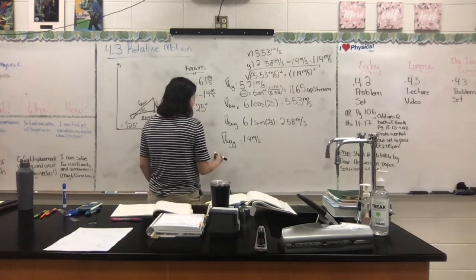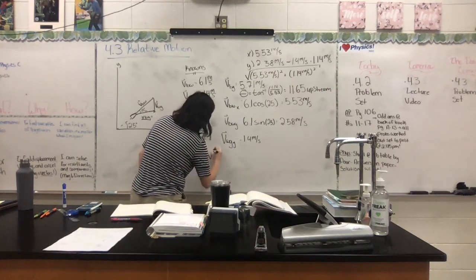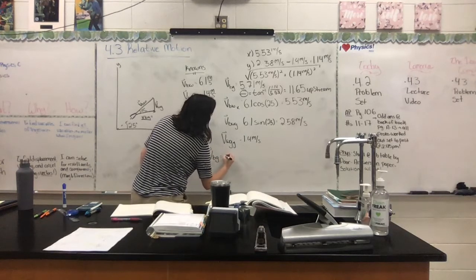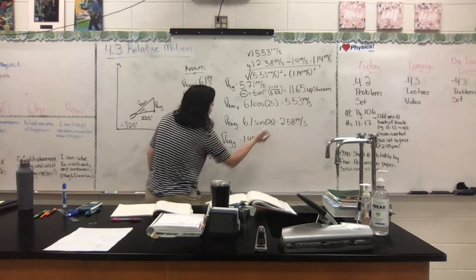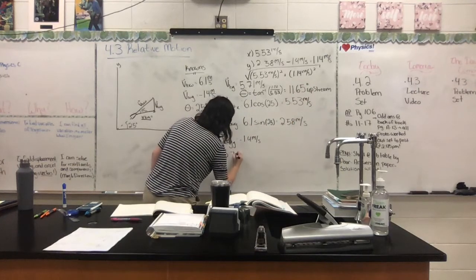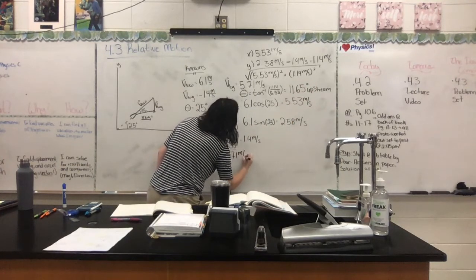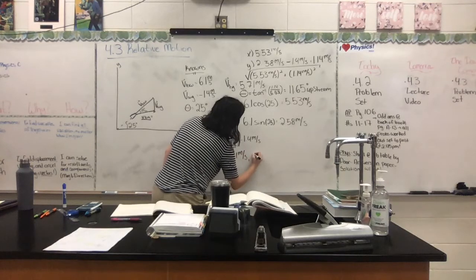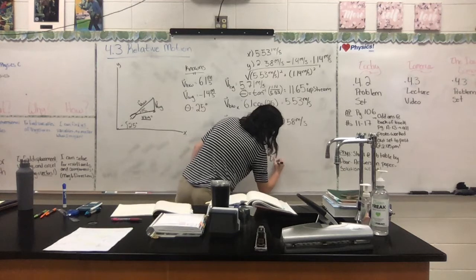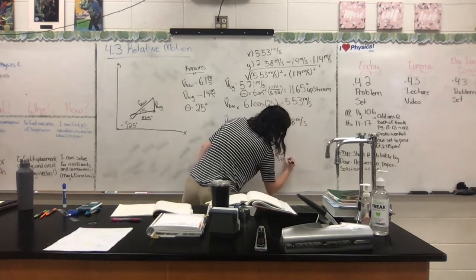Which means that overall, our velocity of the boat in reference to the ground is equal to 5.71 meters per second, 11.65 degrees upstream.